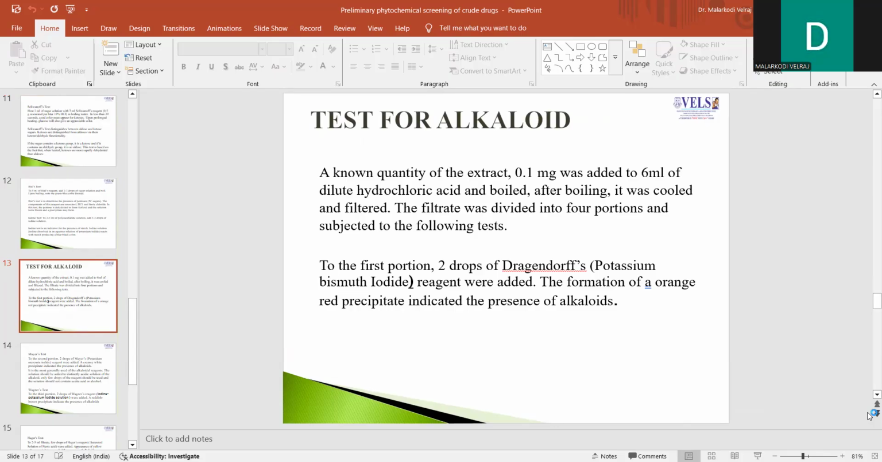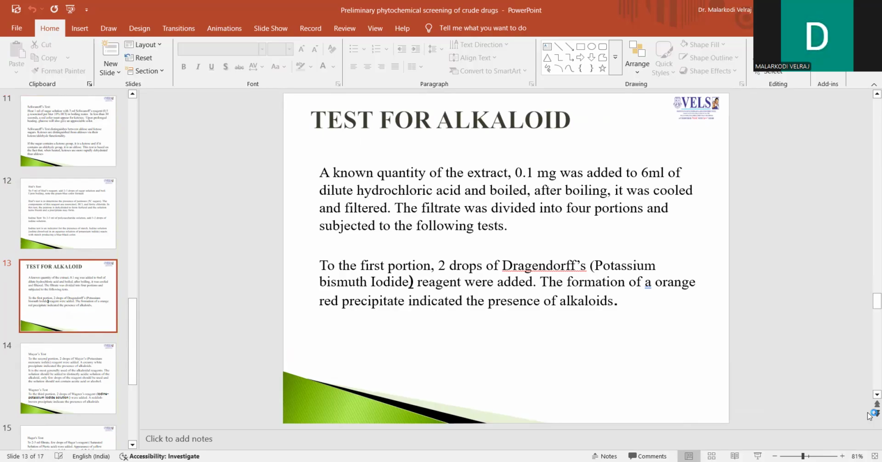Next, we will go on to the test for alkaloids. A known quantity of the extract, 0.1 milligram, was added to 6 ml of dilute hydrochloric acid and boiled. After boiling, it is cooled and filtered. The filtrate was divided into 4 portions and subjected to the following tests.